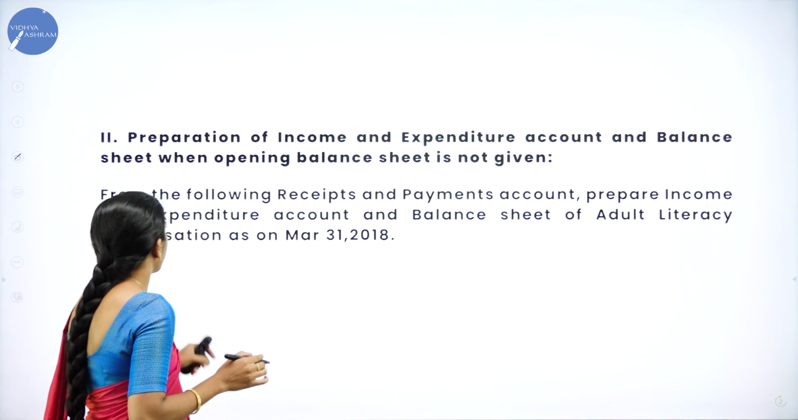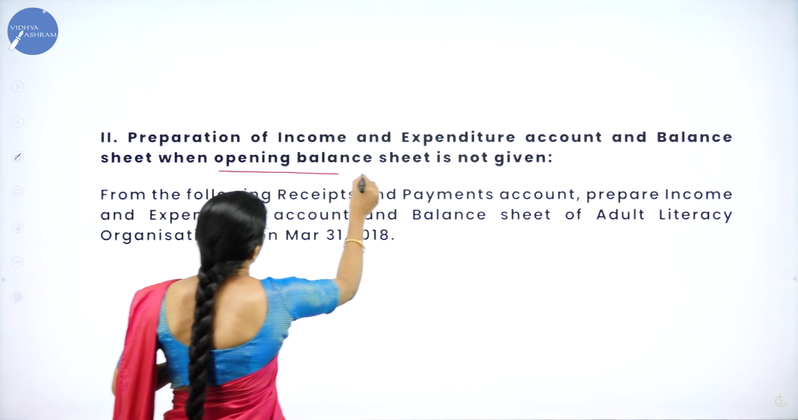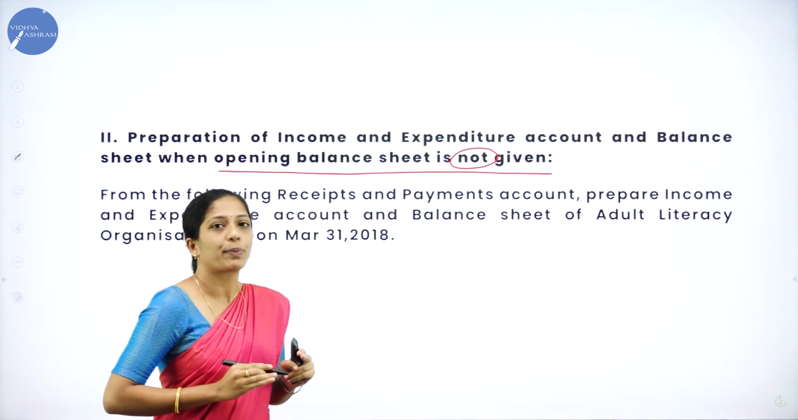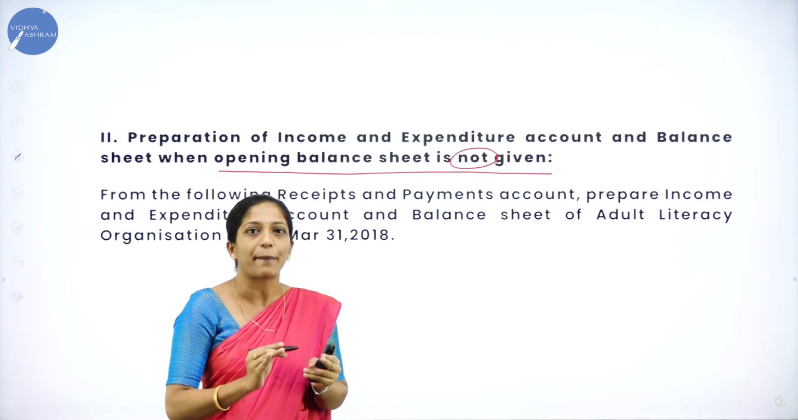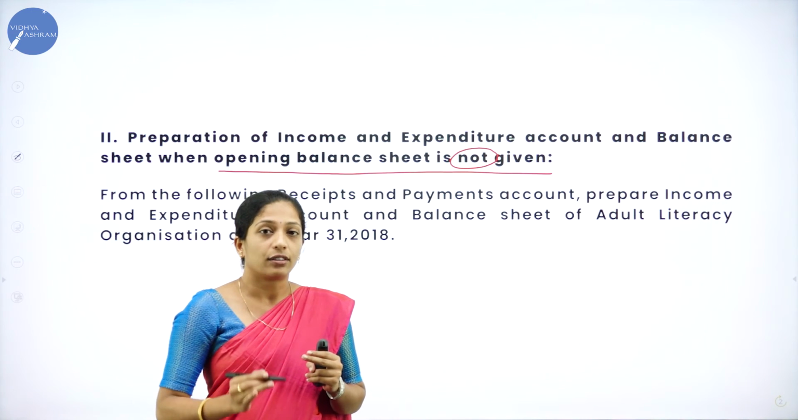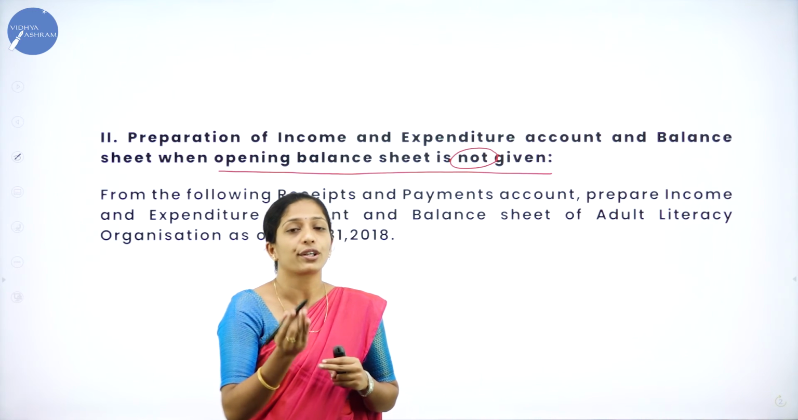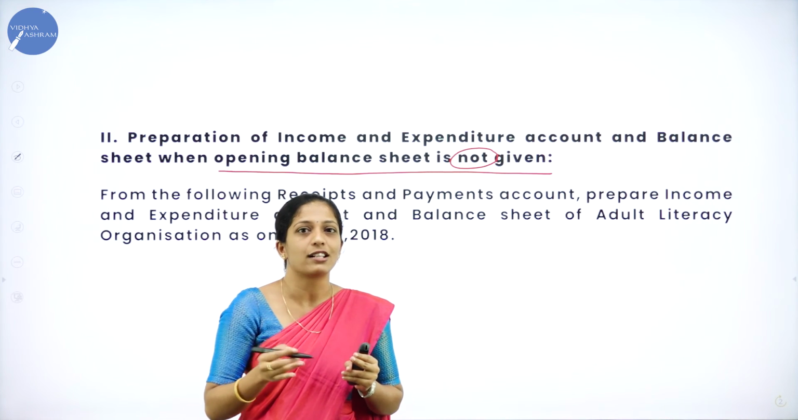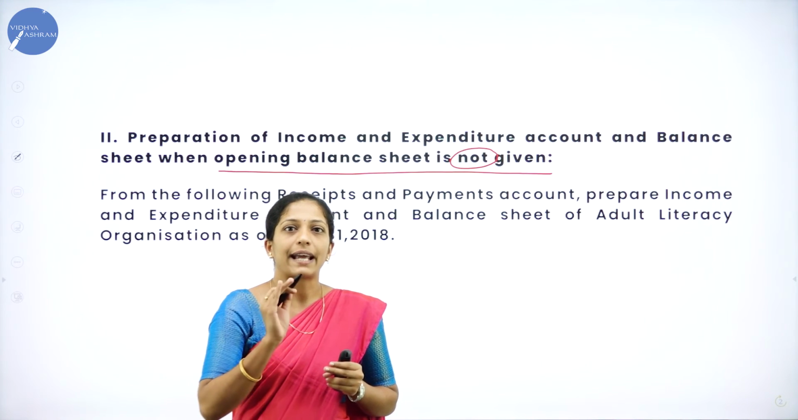Now go through this situation, that is, preparation of income and expenditure account and balance sheet when the opening balance sheet is not given. They will not give the opening balance sheet here, so we have to prepare it. Why are we going to prepare the opening balance sheet? Because we want to know the capital fund. In our previous session we discussed this capital fund. In a not-for-profit organization they will not have a capital account; instead we are going to calculate the capital fund. So we will prepare an opening balance sheet containing all the details of the previous year, and the balancing figure of the opening balance sheet will be the capital fund.